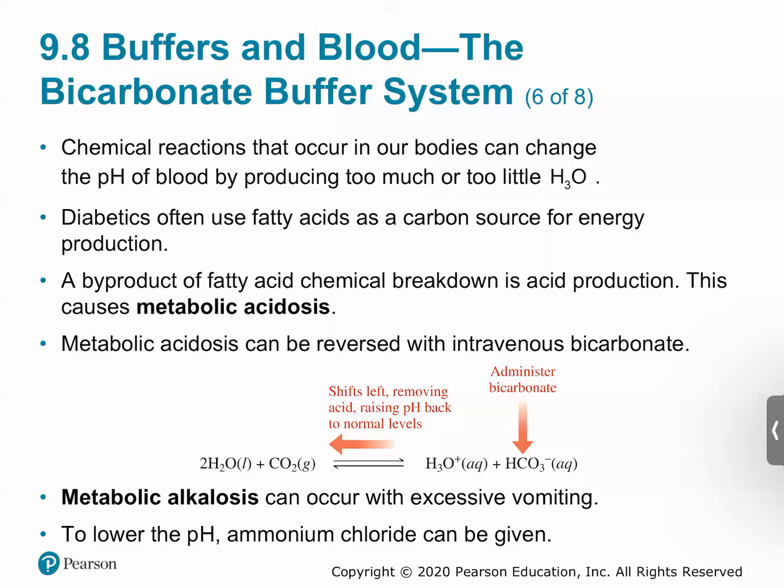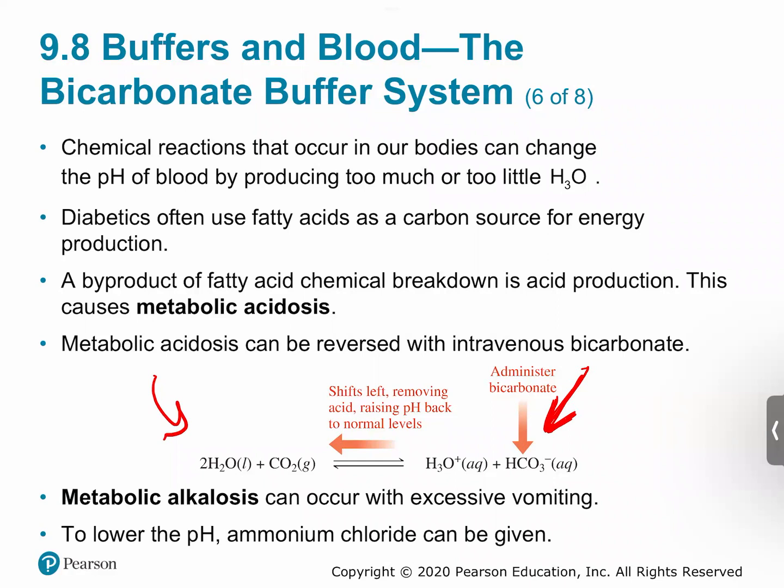So you can see here in this equation that what you can do to balance out this reaction where you have metabolic acidosis is give bicarbonate. Give some of that bicarbonate so that the blood then is less acidic. So that makes total sense.